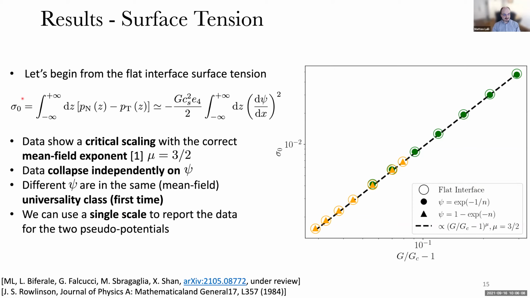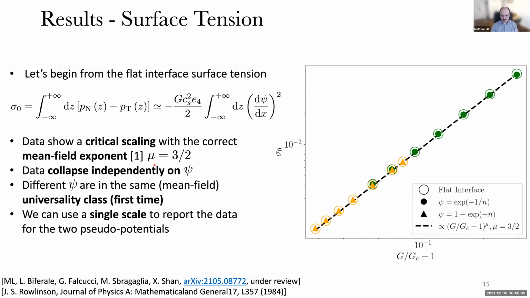We can see that the flat interface surface tension is defined as the integral of the normal component minus the tangential one, that can be approximated in these terms of the pseudopotential. But interestingly, if we plot the data against the reduced coupling, data collapse. Data collapse very nicely, in a power law fashion according to mean field exponents.